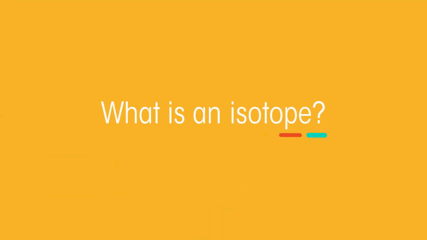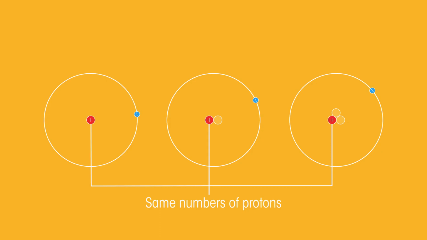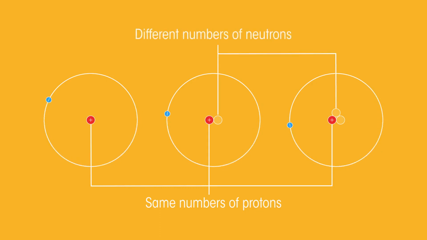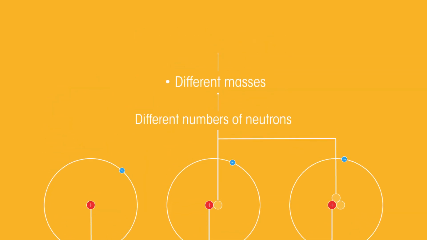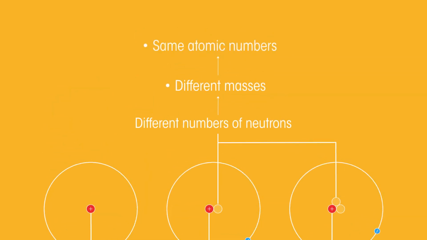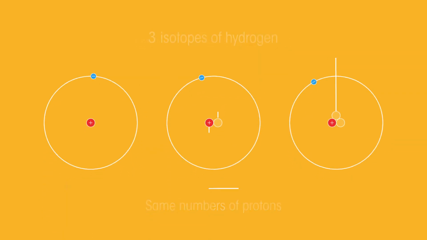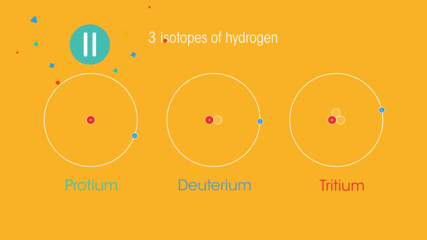Lastly, let's talk about isotopes. These are forms of elements with the same number of protons, but different numbers of neutrons. This means they have different masses, i.e. their mass numbers differ, but their atomic number stays the same. Here are 3 known isotopes of hydrogen. Pause the video and see if you can see what is the same and what is different between the isotopes.